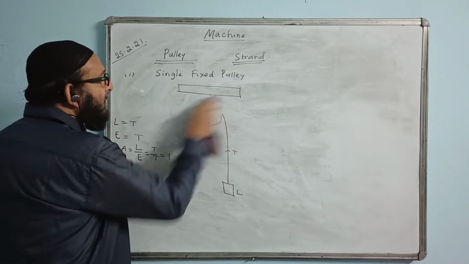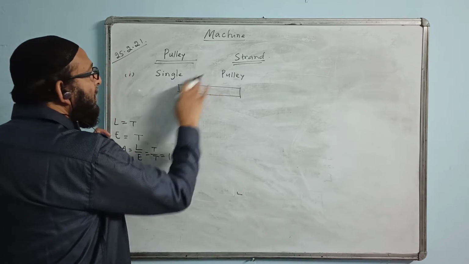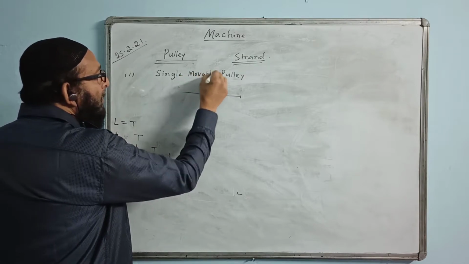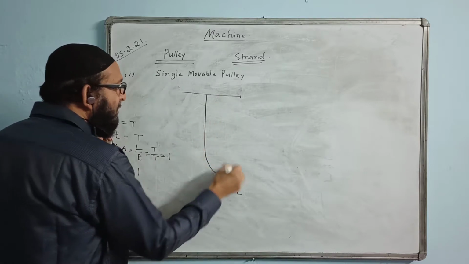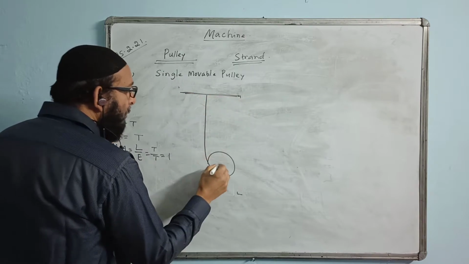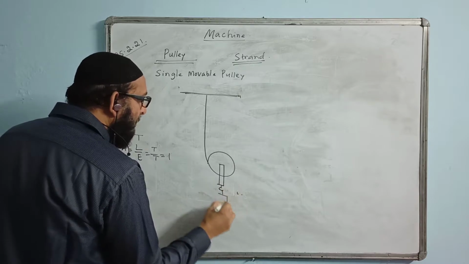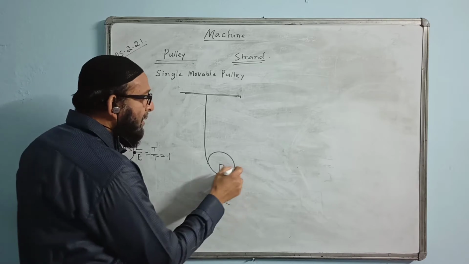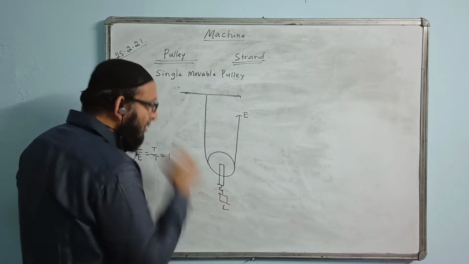Then the next one is the single movable pulley. Instead of a fixed pulley, I will let you know the movable pulley. A movable pulley will have a strand directly connected to a support here, and a pulley will be hanging here like this, and the load will be connected to the pulley, not to the end of the string or end of the strand. And now we will be lifting, giving the effort like this and lift the load. This is the load.